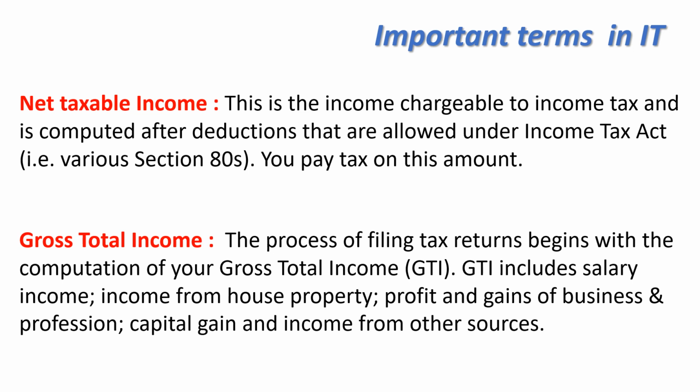Then GTI includes salary income, income from house property, profits and gains of business and profession, capital gains and income from other sources. Okay, so these are basically what? These are the types of income.